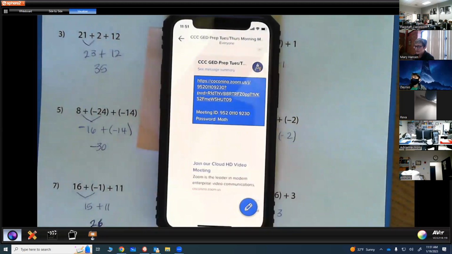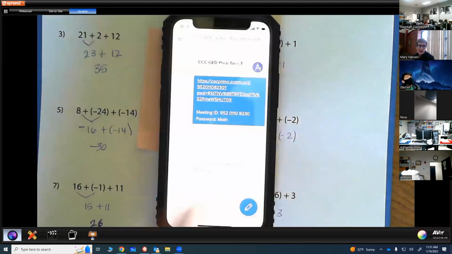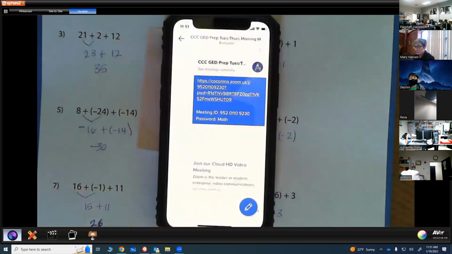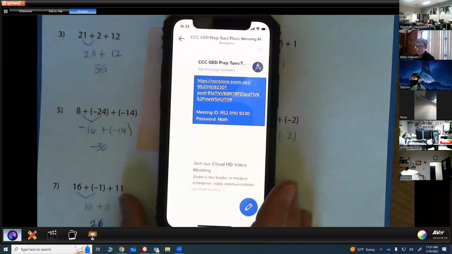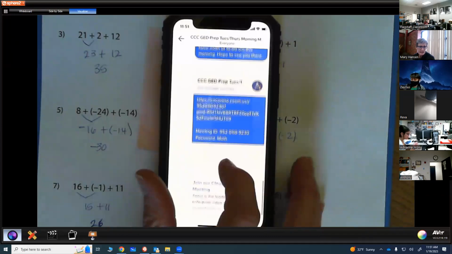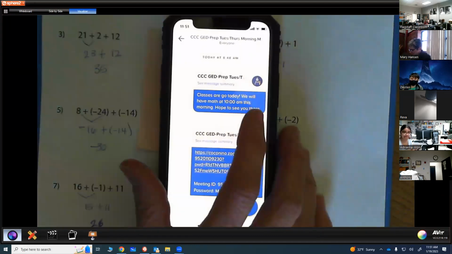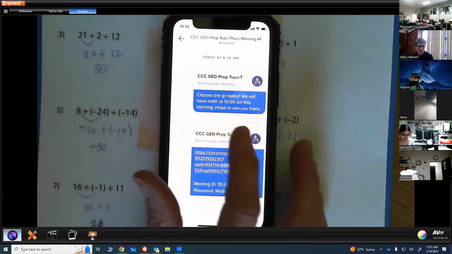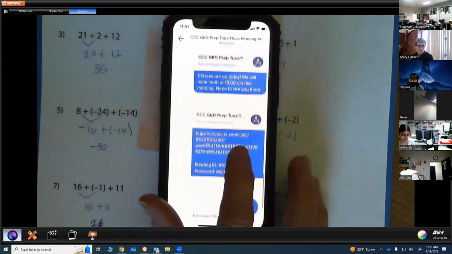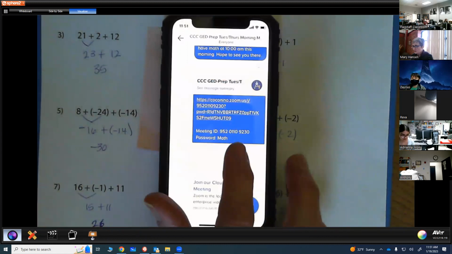So when you get that invitation, we would really encourage you to accept it. There's a Remind app. You can download the Remind app. And so before class, I sent this out to everybody. I sent a message that said classes are a go today. We will have math at 10 a.m. this morning. Hope to see you there. And then I'll always send you the link to the Zoom meeting as well.